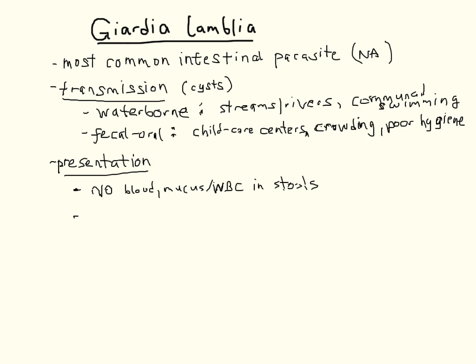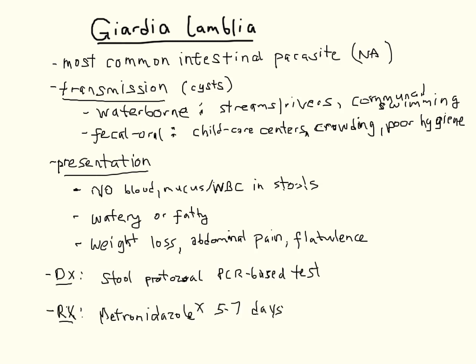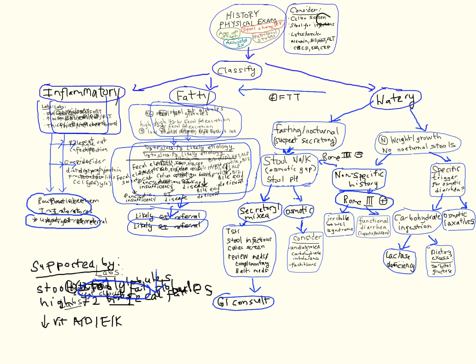Diarrhea is most often watery, but can be fatty. Weight loss, crampy abdominal pain, and flatulence are also very common. Diagnosis, as mentioned, is by PCR testing, and the first-line treatment in Canada available is 5 to 7 days of Flagyl.